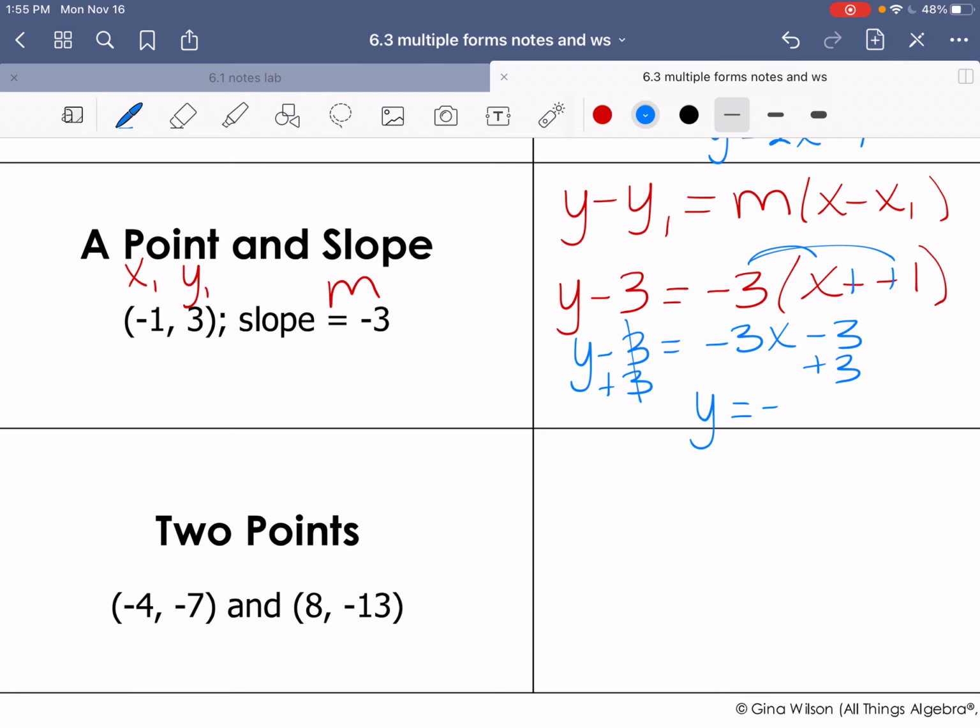And we have y equals -3x, and -3 plus 3 is just nothing. So you can write +0, or that would be your answer.